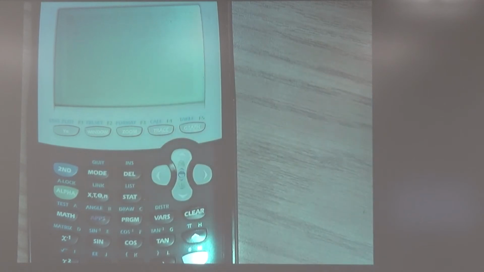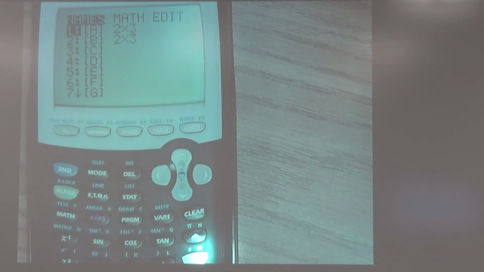Second mode quit. Kind of restart this. Now we want to choose our matrices. So matrix, we're going to want to do from names. So I'm going to choose matrix A. I want to add that to matrix B. So now I'm going to go back to matrix. I'm going to choose matrix B. Now I'm going to hit enter. There's our answer.